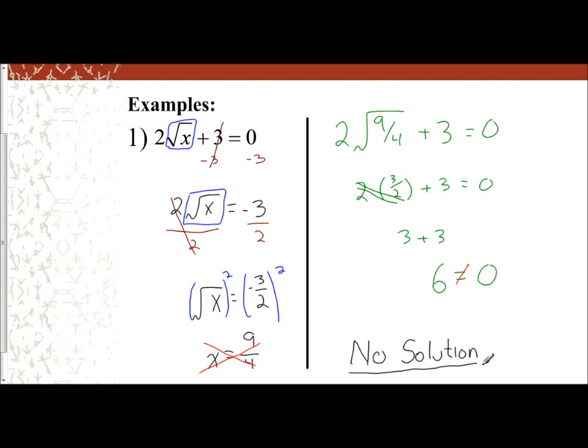Since that's the only possible value and it is not true, our final answer is no solution. This is why it's important that you check your answer. You don't just stop when you get x equals, because when you plug it in, it may turn out to be false. It may turn out to be an extraneous solution. And so we can't use that.